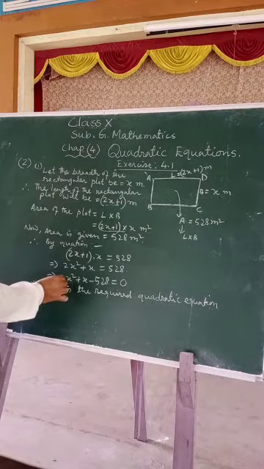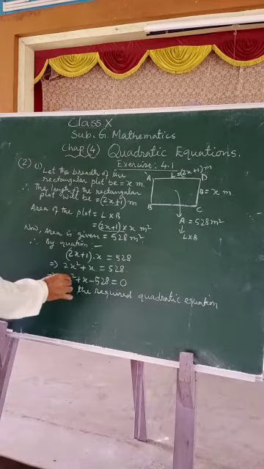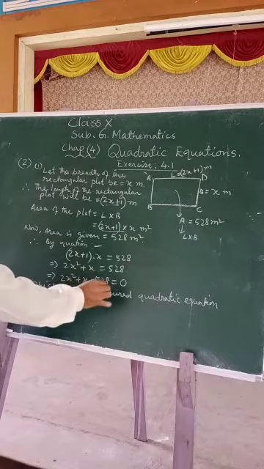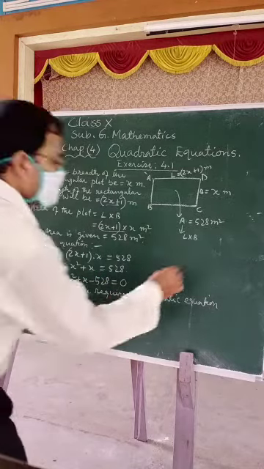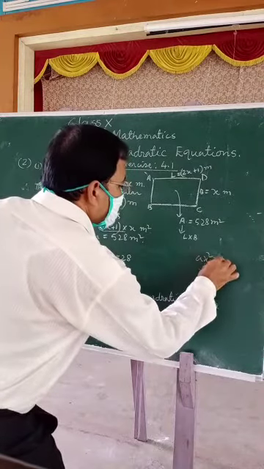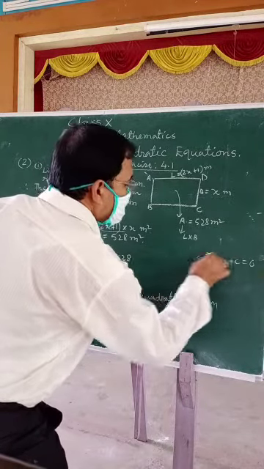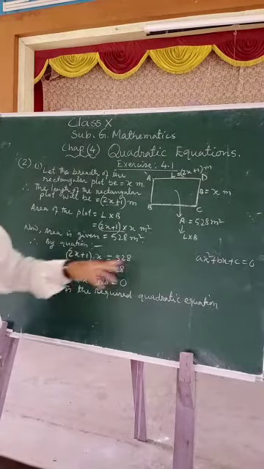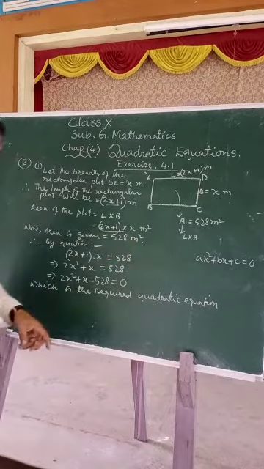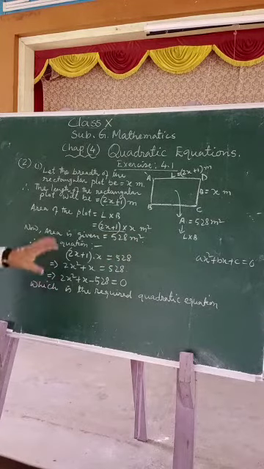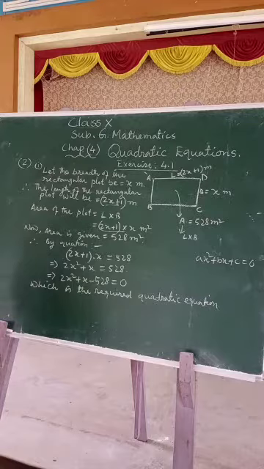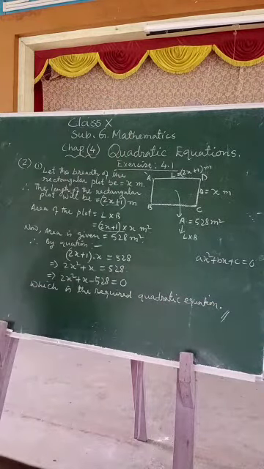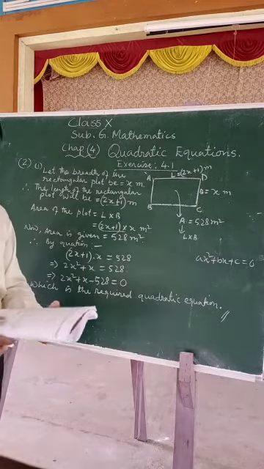Here a equal to 2, b equal to 1, c equal to minus 528. It is in the form of the quadratic equation ax square plus bx plus c equal to 0. It can be compared with the standard form of the quadratic equation. So it is the required quadratic equation. This is the answer. What did you understand?